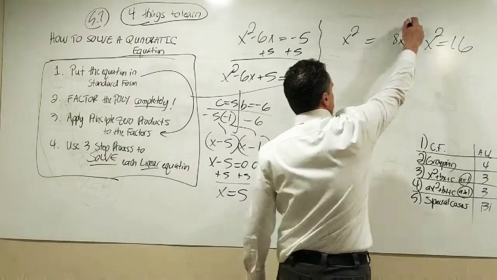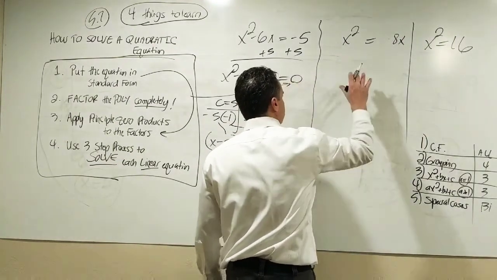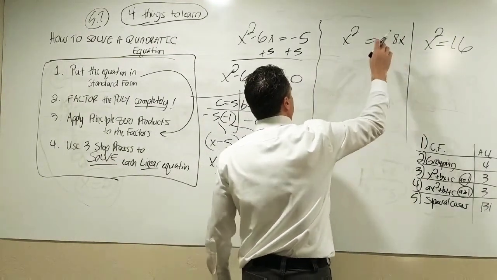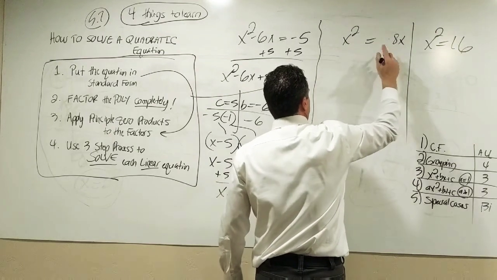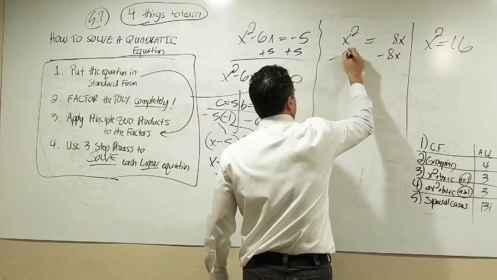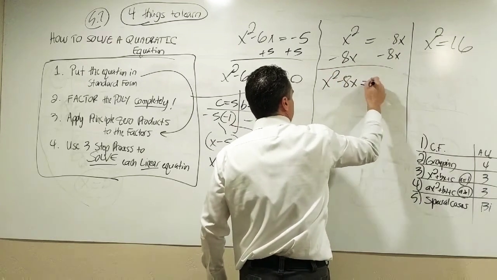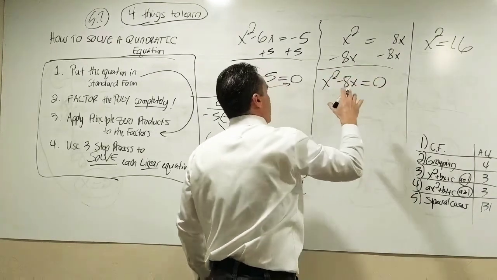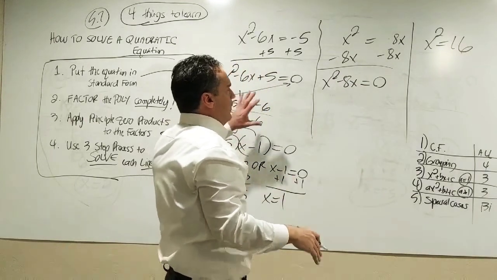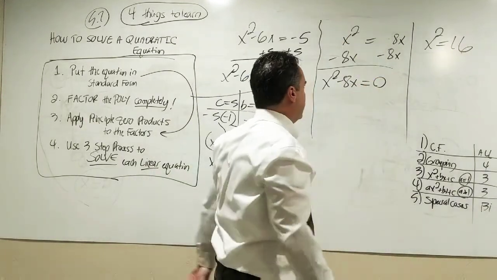This little equation right here, x squared equals 8x, is it in standard form? No, because all the terms aren't on one side set equal to 0. So we're going to subtract 8x, we're going to subtract 8x, balance rule. We're going to get x squared minus 8x equals 0. Notice how the problem starts this way, okay?